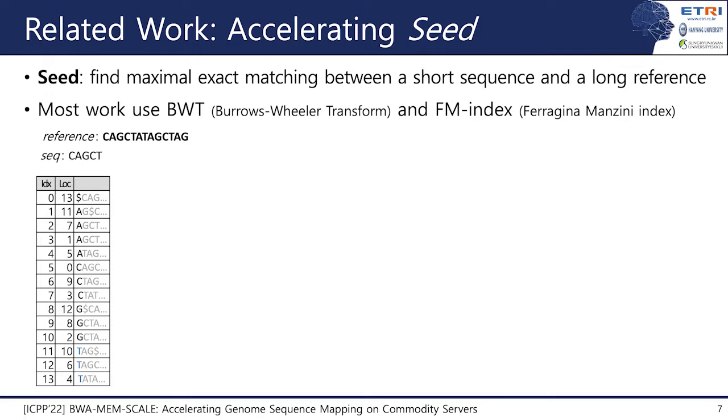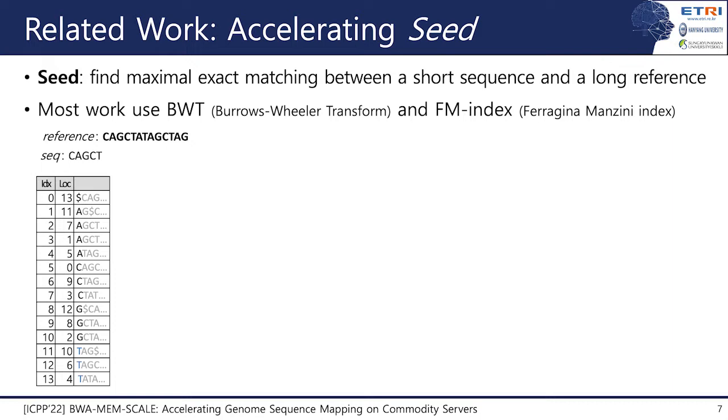Most work uses BWT and FM index algorithm for seed phase. I cannot explain the algorithm in a limited time. Instead, I just sketch how the algorithm works. Here is our example reference genome with 13 characters and a sequence with 5 characters for mapping.